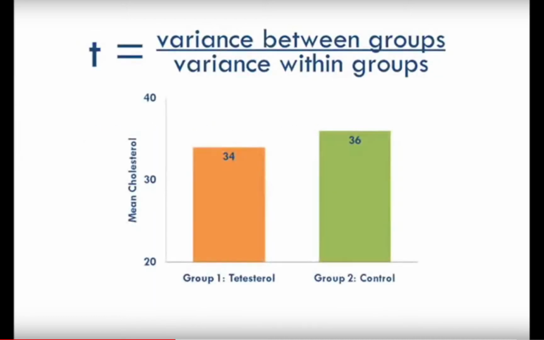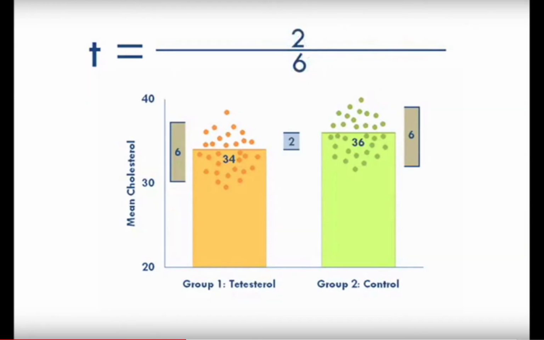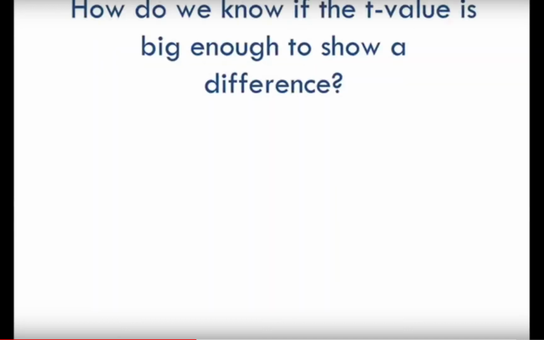In our example with the cholesterol drug, the difference between groups is about 2, while the difference within the groups is about 6. 2 over 6 gives us a t-value of 1/3, which is not big enough to be reliable. Based on these results, we can't say the drug actually helps lower cholesterol. But how do we know if it's big enough?